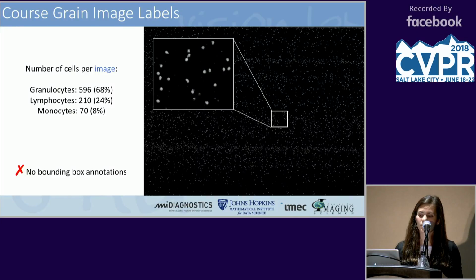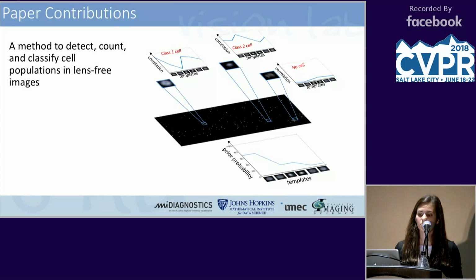Another challenge that we're faced with is that we only have coarse grain labels for our images. For each image, we know the total number of cells in the image and what percentage of them belong to the granulocyte, lymphocyte, and monocyte classes, but we don't have bounding box annotations. Even if we were to use a method like thresholding to produce bounding boxes, we would still be missing the labels. In this paper, we propose a method to detect, count, and classify cell populations in lens-free images.